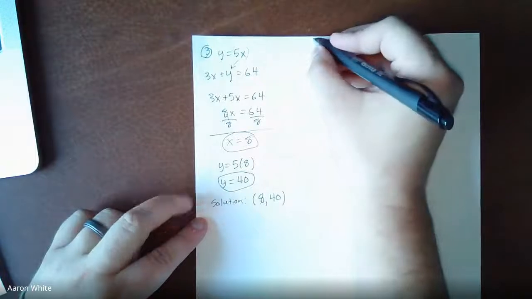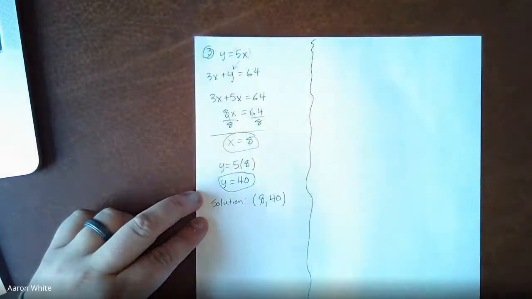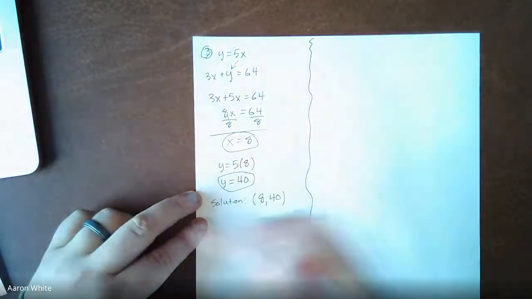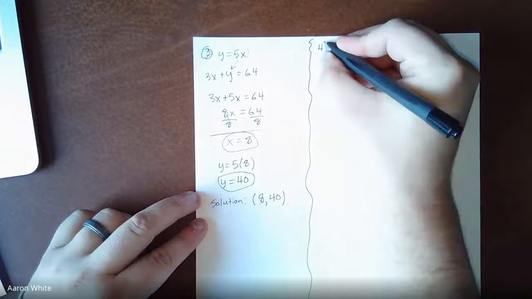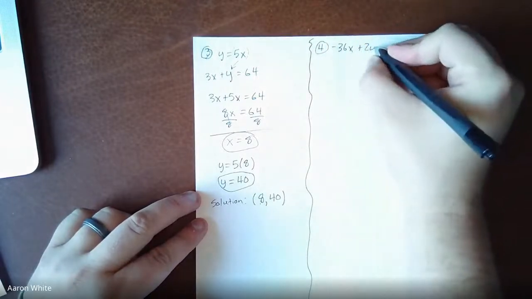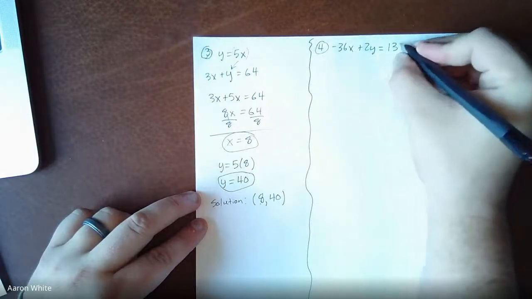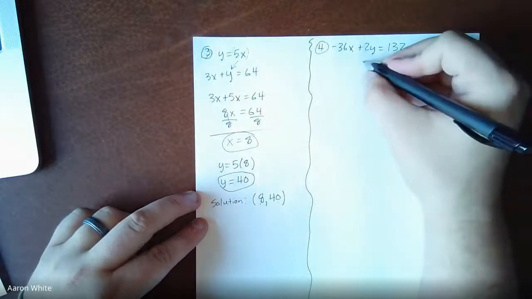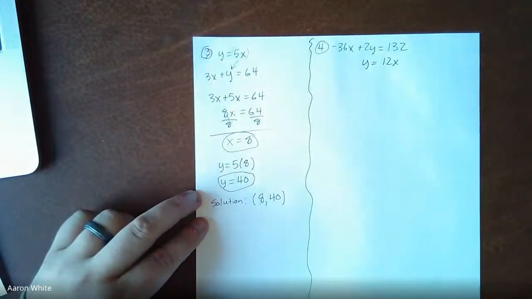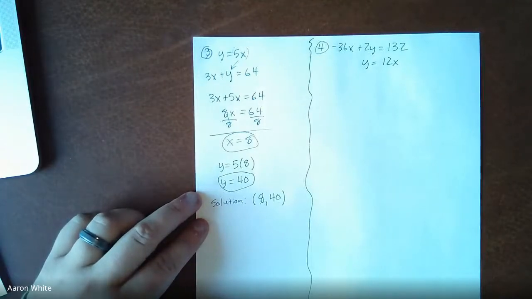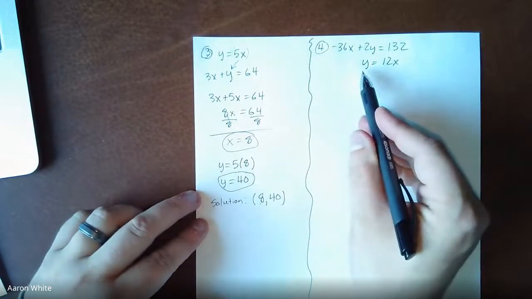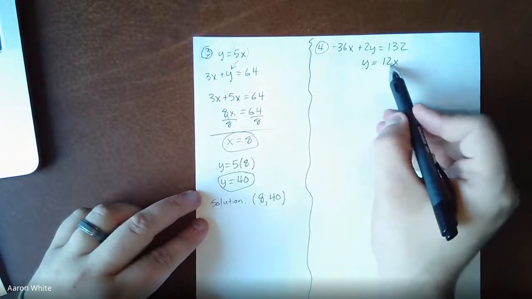All right, in question number 4, we're doing something similar. In this case, this one's going to be a little more complicated. We're going to have negative 36x plus 2y equals 132. And we're going to have y equals 12x. So the first thing we're going to do is try to identify which one of these equations has a variable that's already on its own. In this case, it's y down here. So I know that y is really the same as 12x.